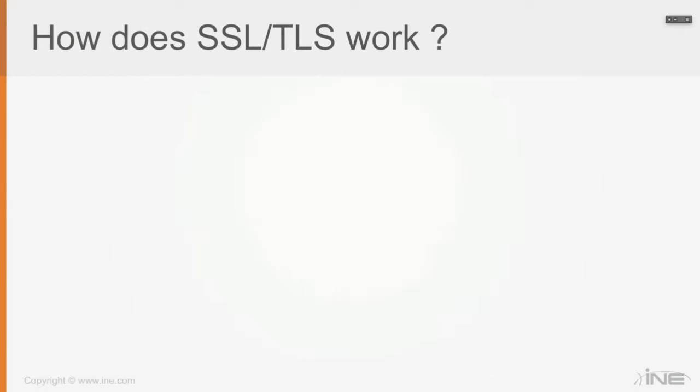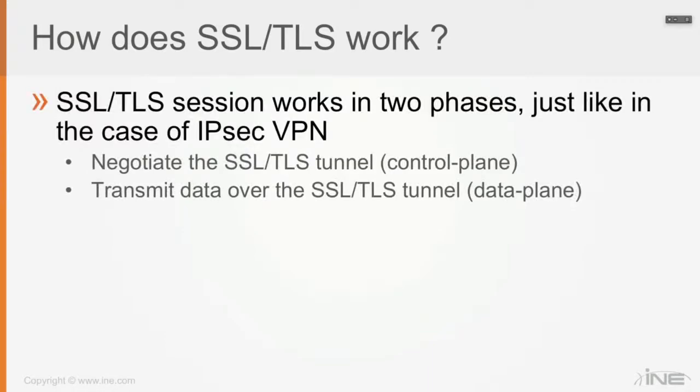Now let's see how SSL and TLS work. It's going to be something very similar, from the fundamental point of view, to IPsec. Just like IPsec, an SSL or TLS VPN, or in general any SSL/TLS session, works in two phases. The first phase is to negotiate the SSL or TLS tunnel, the control plane part, so we end up with the secure keying material to protect the traffic afterwards.